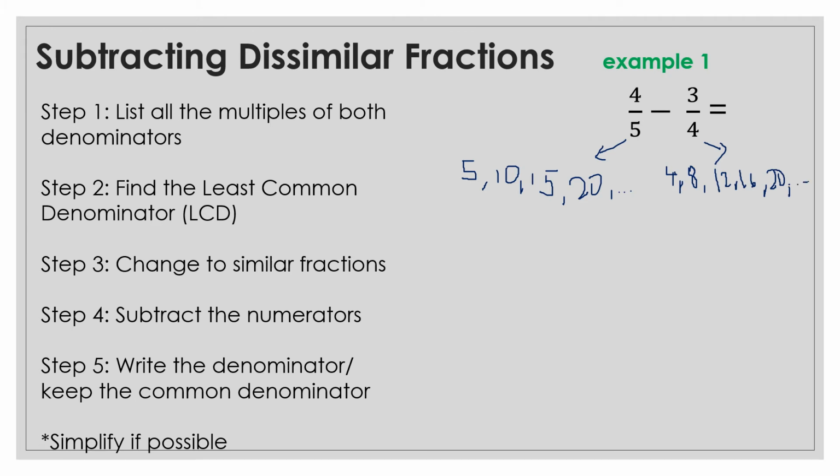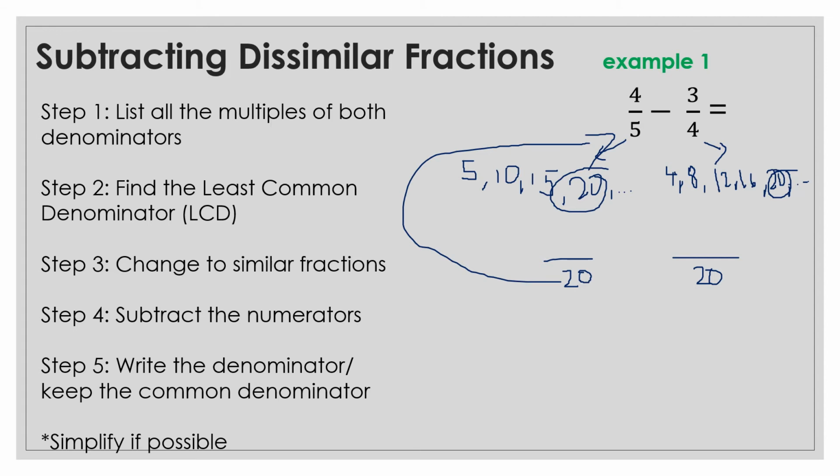Step 2, find the LCD. So here we have the LCD of 20. Change to similar fractions. So that will be 20 over 20. So 20 divided by 5 is 4. 4 times 4 is 16. Minus 20 divided by 4 is 5 times 3 is 15.